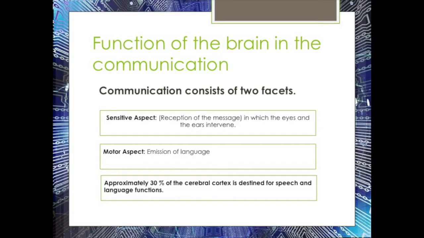Function of the brain in communication. Communication consists of two stages. Sensitive aspect, reception of the message, in which the eyes and the ears intervene. Motor aspect, emission of the language. Approximately 30% of the cerebral cortex is designated for speech and language functions.